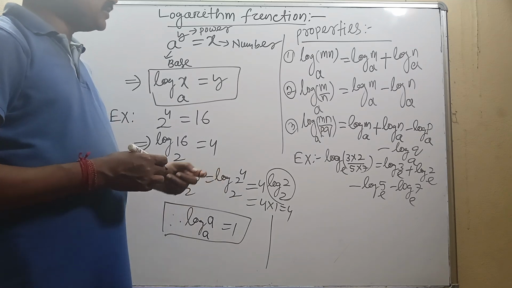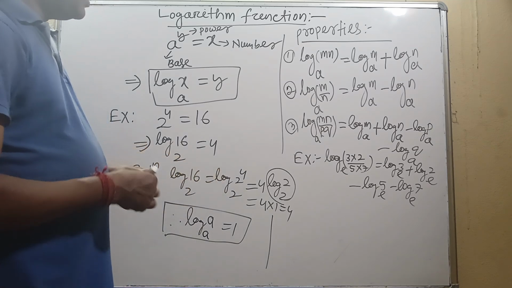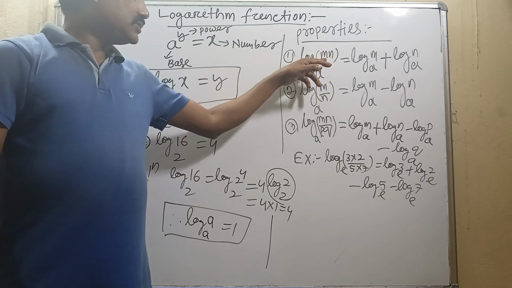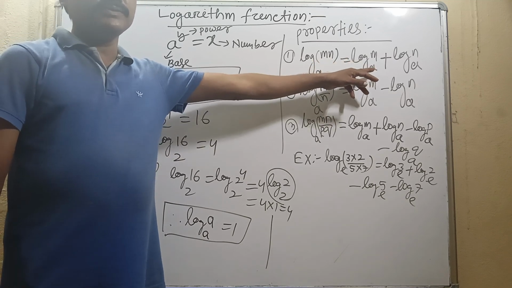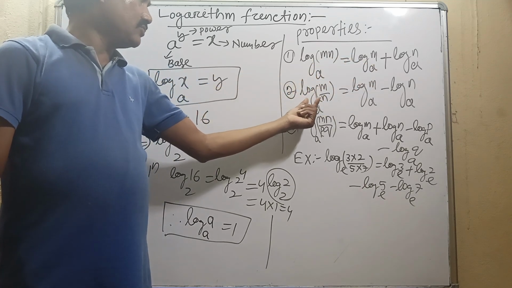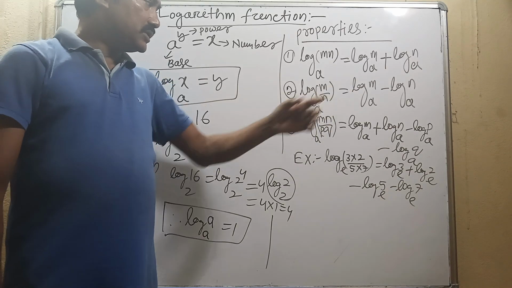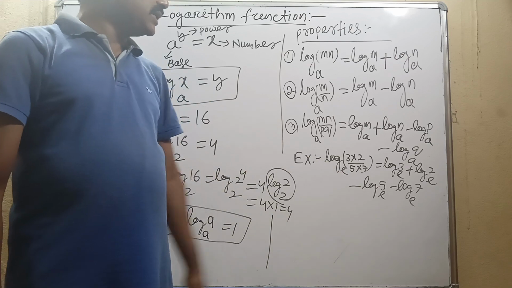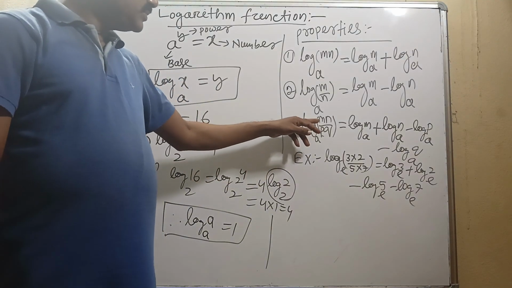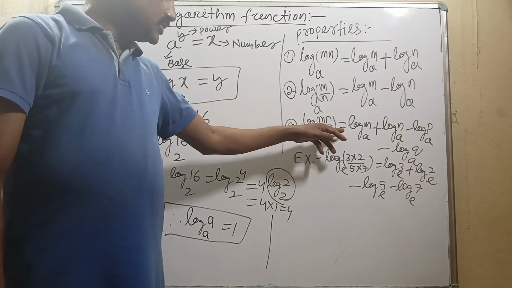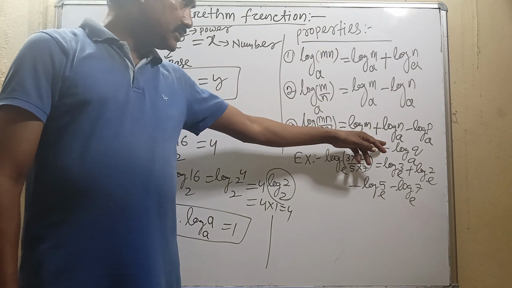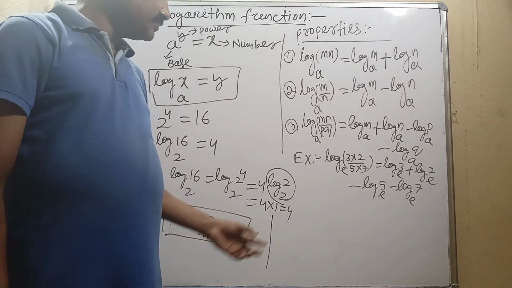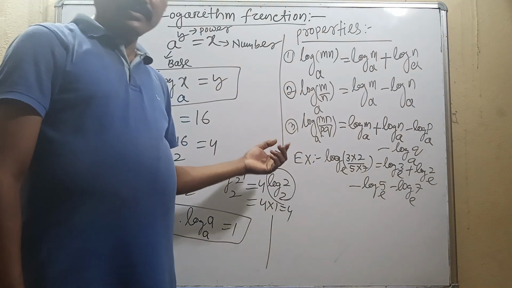Next, the properties again. First one is log m into n base a. This is multiplication, so you take the positive sign. Another one, division: m by n, log m base a minus log n base a. Then log of m into n over p q equals log m base a plus log n base a minus log p base a minus log q base a. So this is the example.